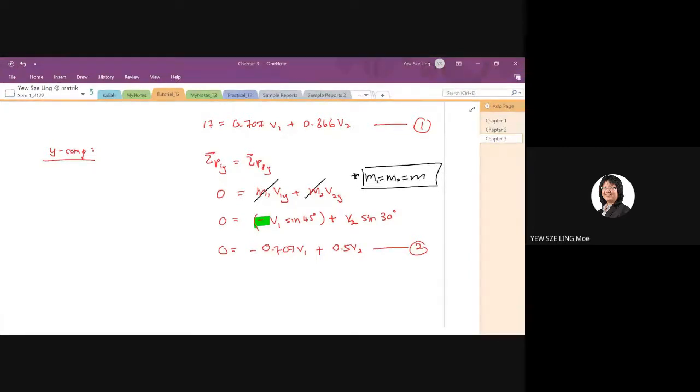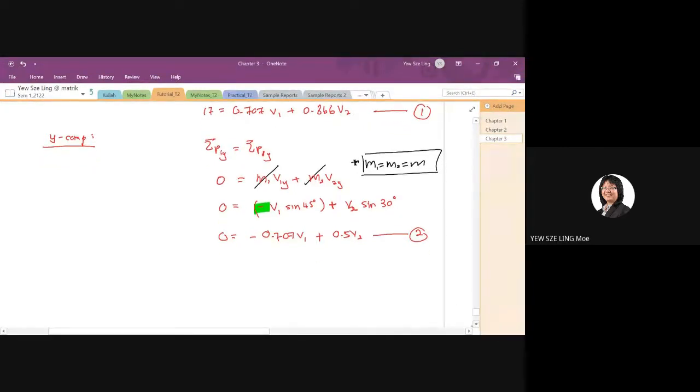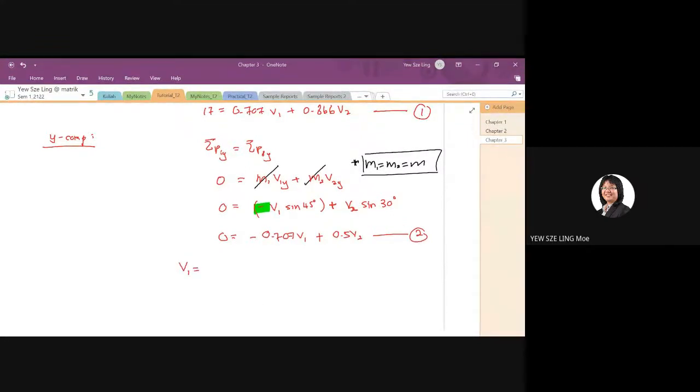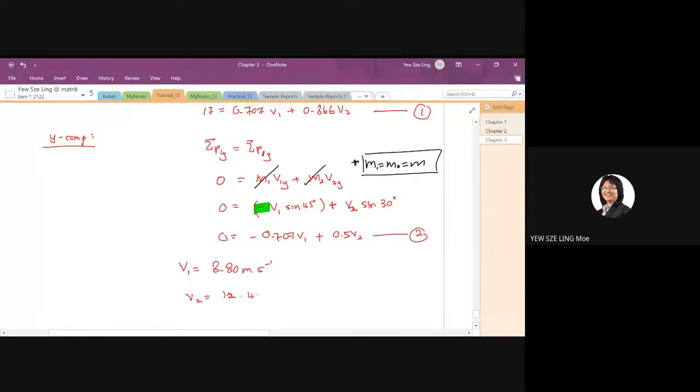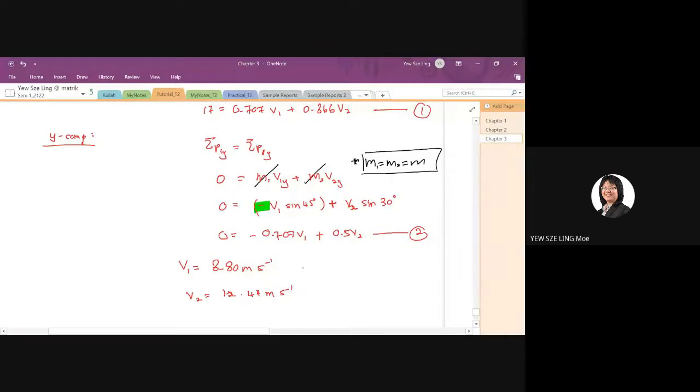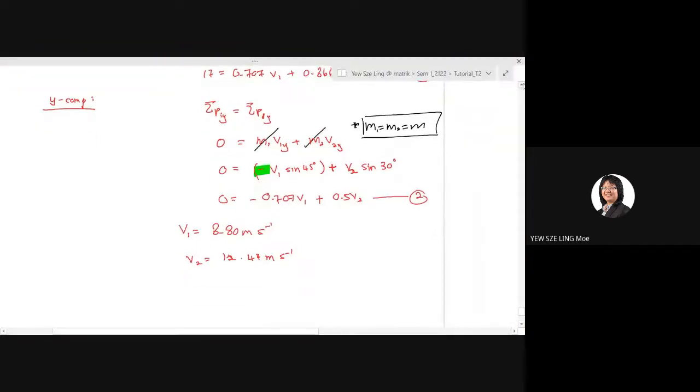How to solve the simultaneous equations, I will leave it to you. Your basic mathematics, try it yourself. Eventually you will get V1 equals 8.80 m s^-1, and V2 you will obtain 12.44 m s^-1. All right, the simultaneous equations I leave it to you. I'm not going to show you everything, so you try to solve it.